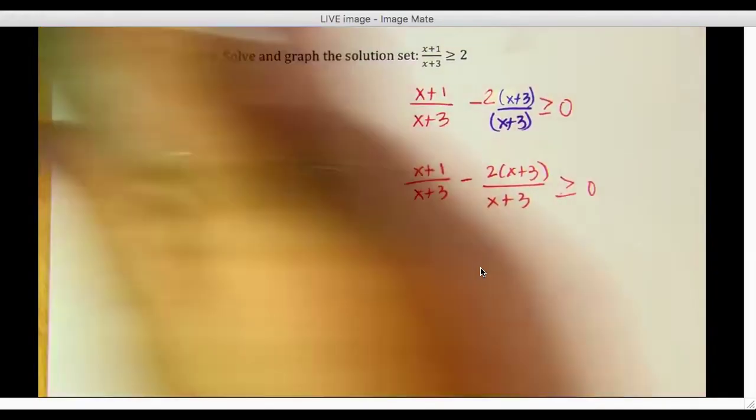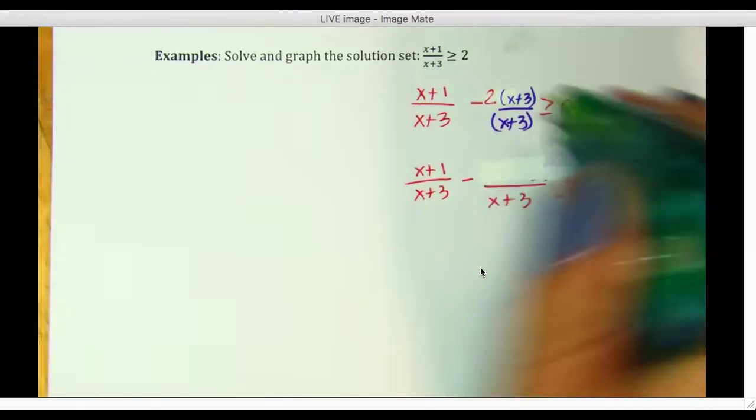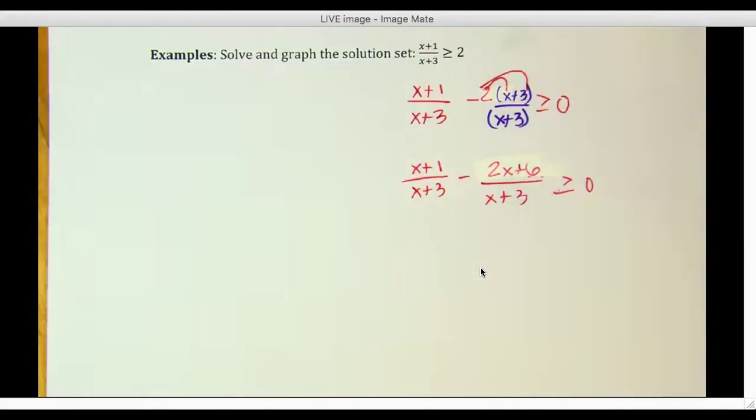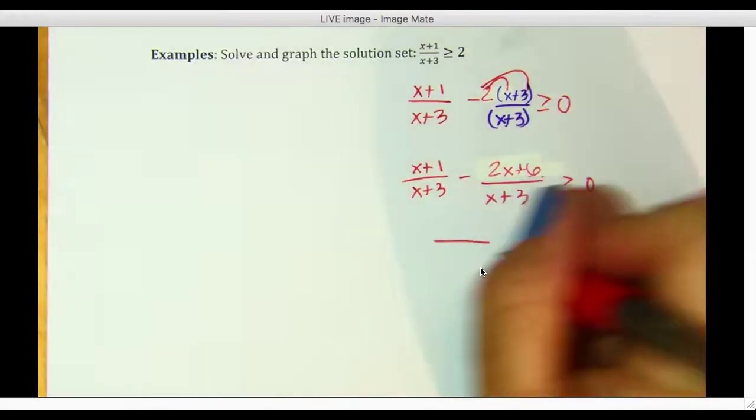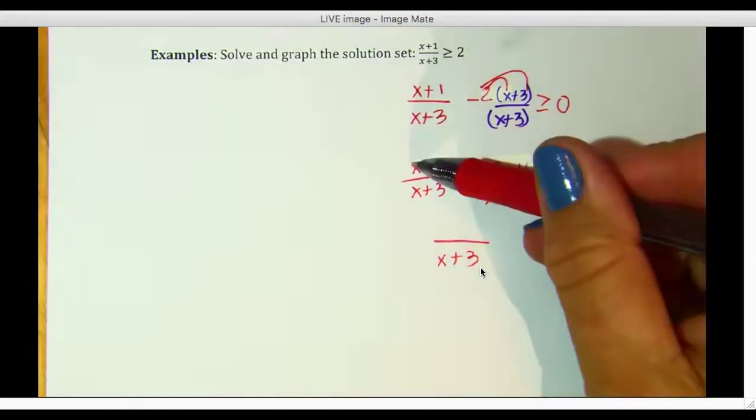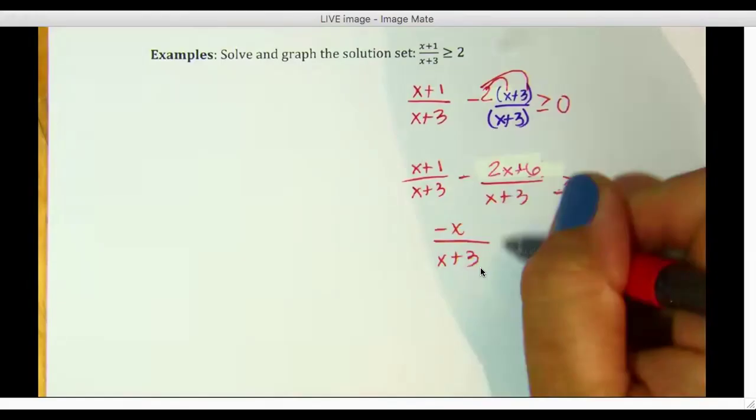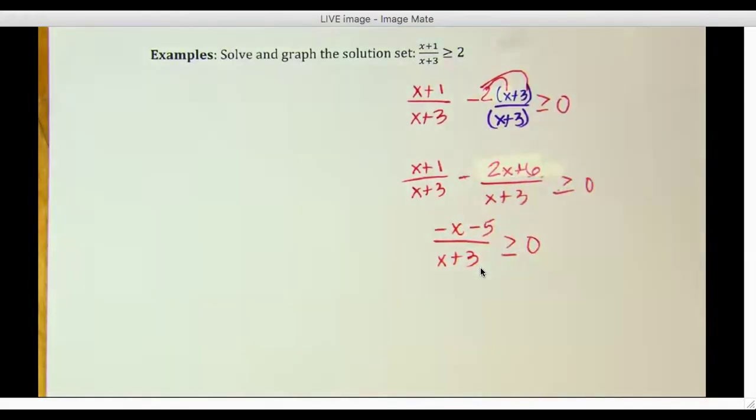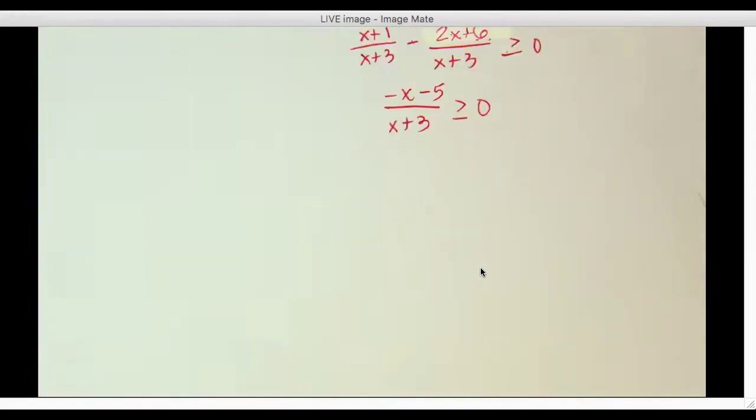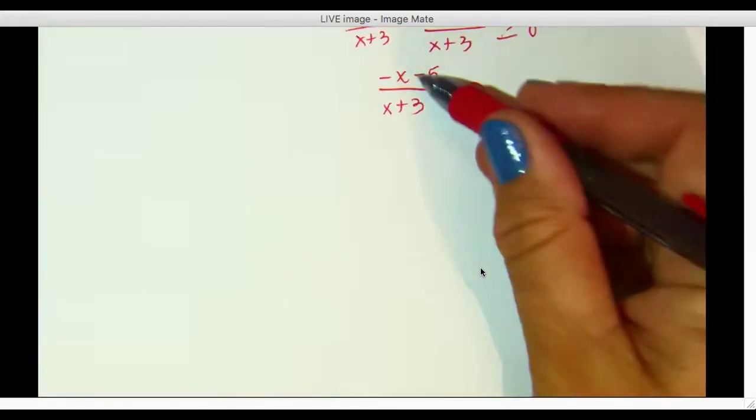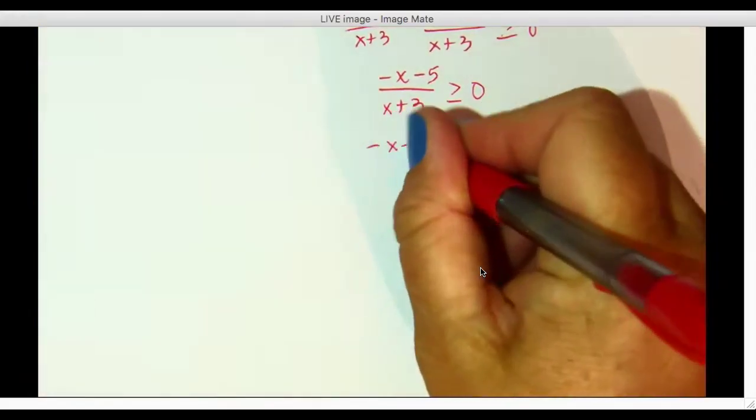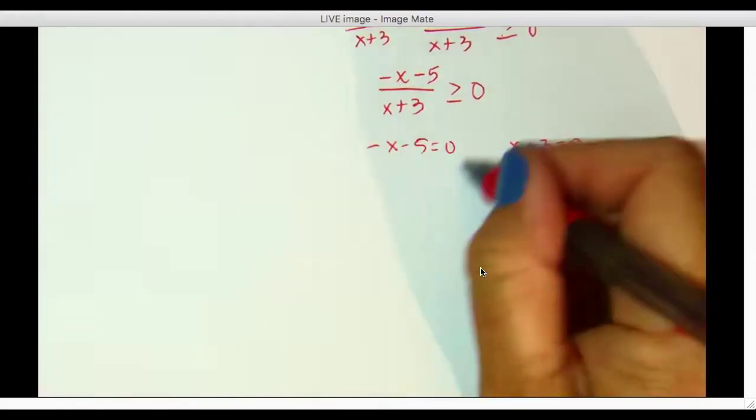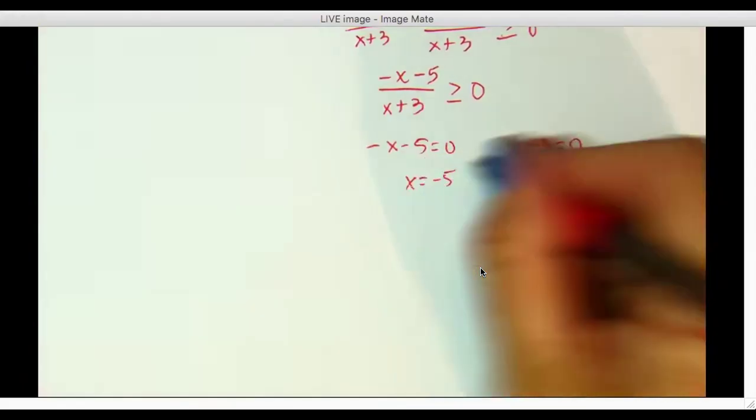And actually, I'm going to go ahead and distribute that 2 now. So that'll be 2x + 6. So again, I just distributed the 2 here. And now writing that as a single fraction with x+3 as our denominator, I have x minus 2x is negative x. 1 minus 6 is negative 5, again greater than or equal to 0. So now I have a single fraction set equal to 0. I can go ahead and set the top and bottom equal to 0. Negative x minus 5 equals 0, and x+3 equals 0 gives me x equals negative 3. And adding 5 and dividing by negative 1, x equals negative 5.